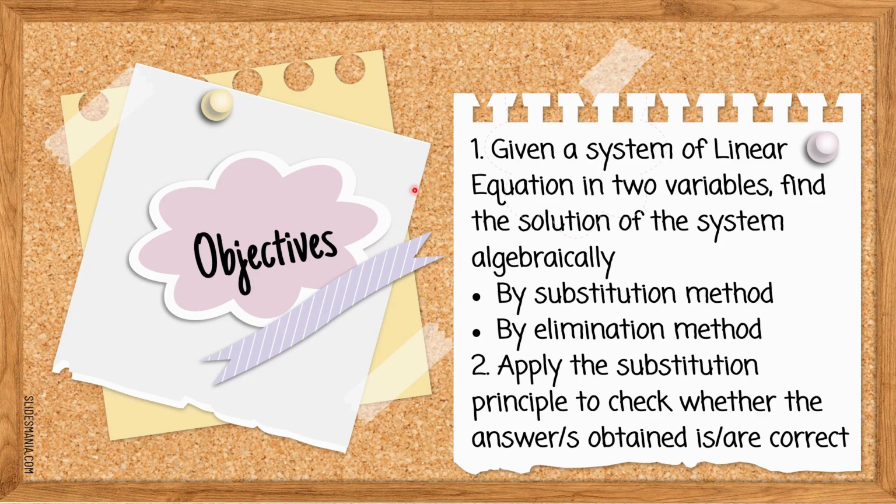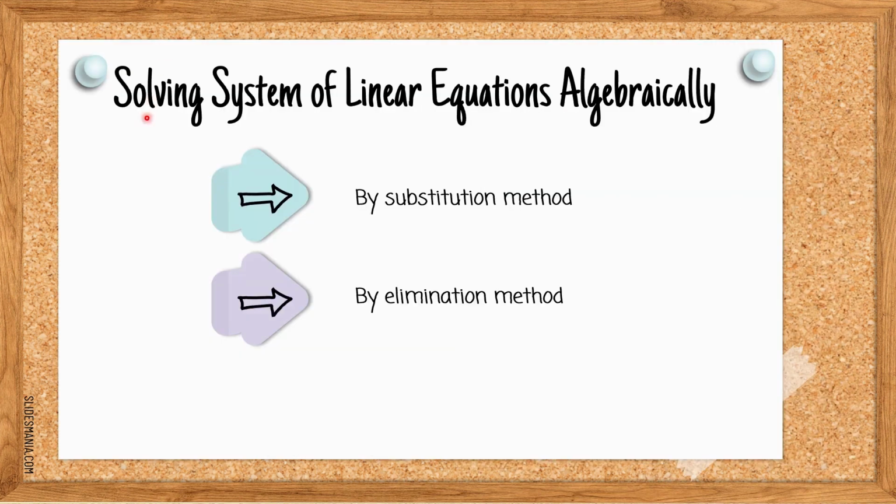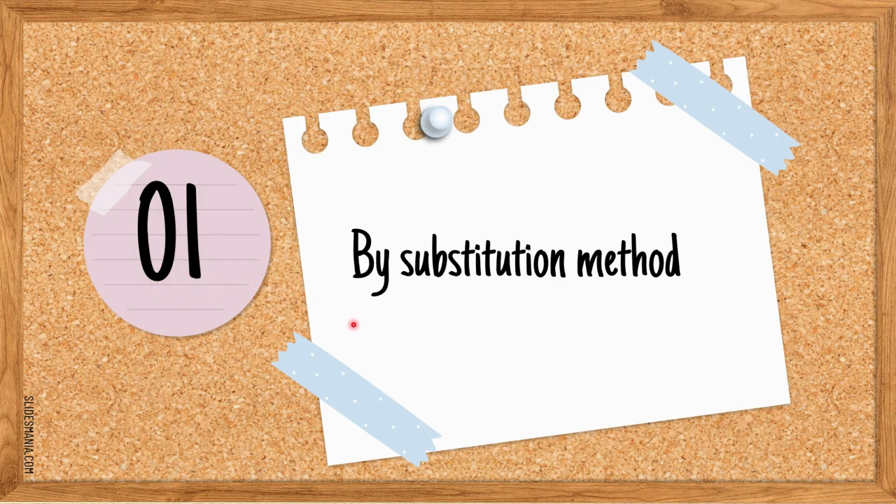For today's objective, we have, first, given a system of linear equations in two variables, find the solution of the system algebraically. First is by substitution method. Second is by elimination method. Second, apply the substitution principle to check whether the answer obtained is or are correct. In solving systems of linear equations algebraically, we have two methods. First is by substitution, second is by elimination. Let us first discuss the substitution method.